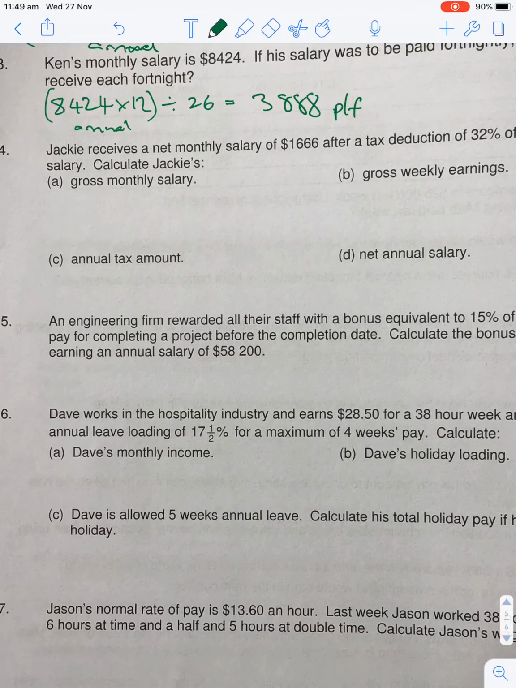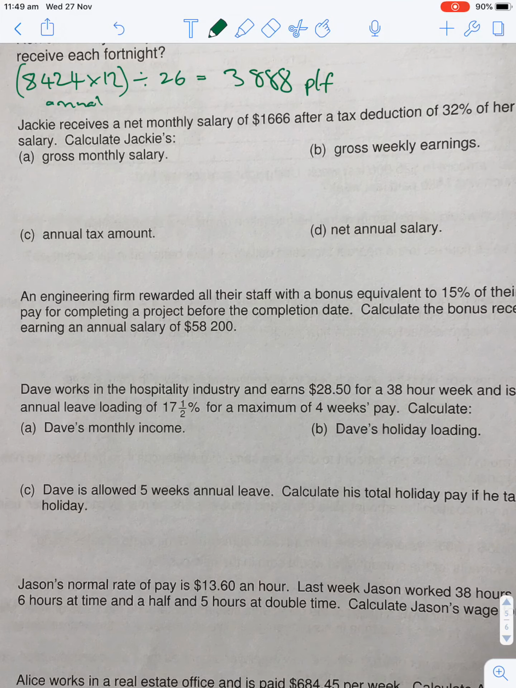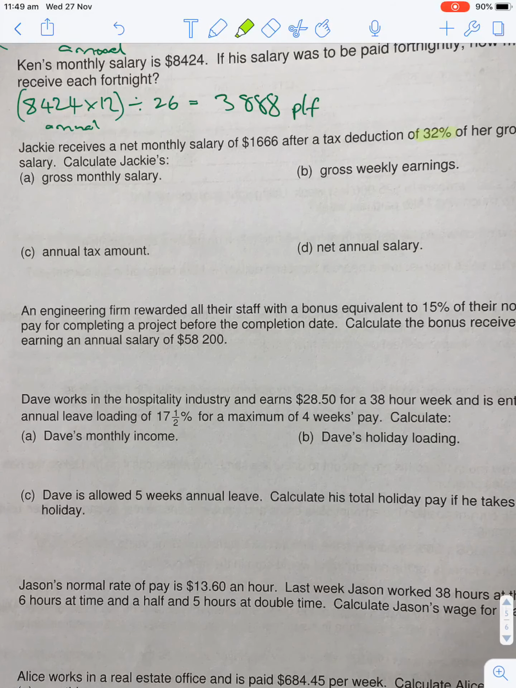Okay, question 4. Jackie receives a net monthly salary of $1,666 after a tax deduction of 32% of her gross monthly salary. And the first question is calculate a gross monthly salary. Now, what people want to do, again, so this is where I'm sort of focusing on mistakes, but that's what we see every year. What people want to do is kind of get that 32% and say, okay, well, I've taken 32% off. So what people want to do is get that 32%, find 32% of what she had and add it back on.